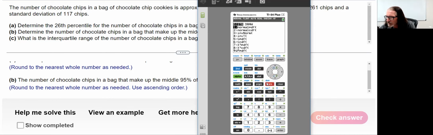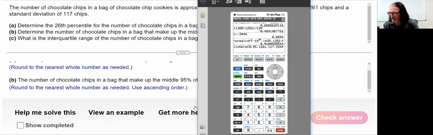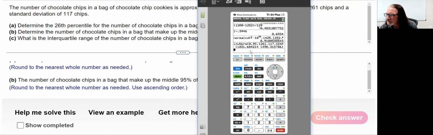Newer calculators on inverse normal, we can put in that 0.95. Mu and sigma have not changed. Switch to center and then paste it, press enter. That's telling us we're going between, when we round this, 1,032 and 1,490 chips.